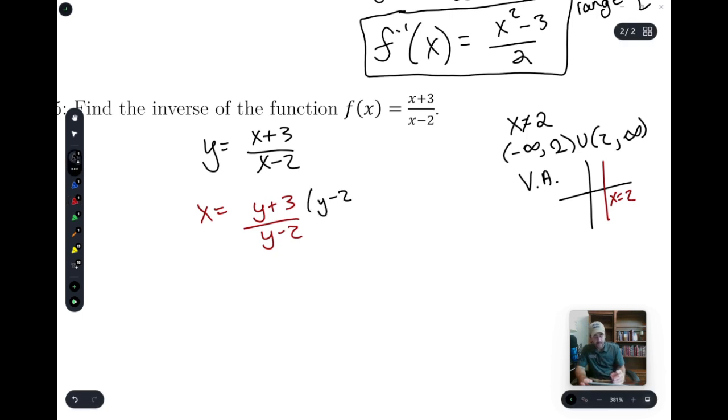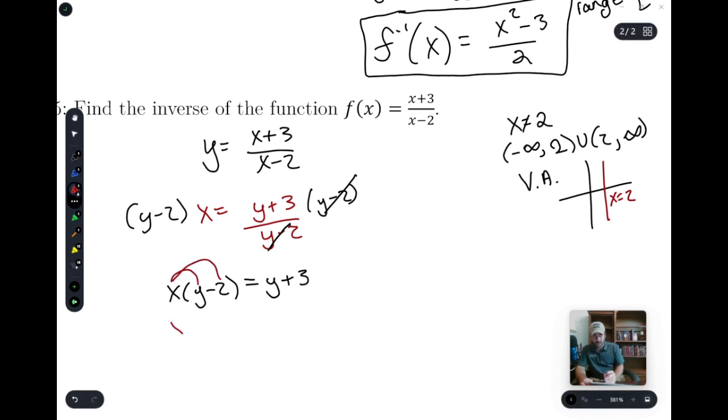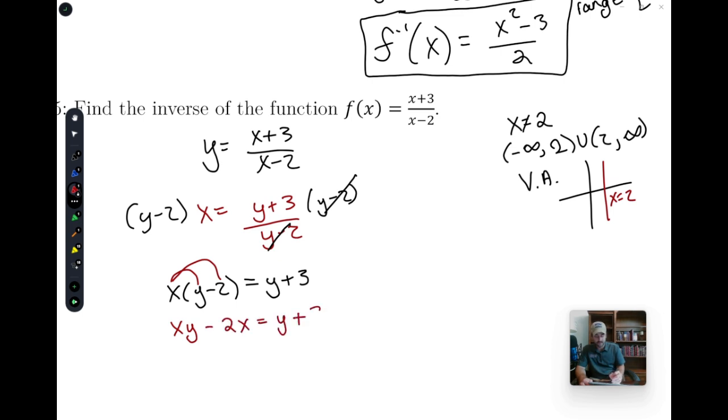I'm going to multiply by y minus 2 on both sides. We're going to end up with x times (y minus 2) equals y plus 3. Not super helpful. We still have two y's. Let's keep going. Distribute: xy minus 2x equals y plus 3. Now I see two y's hanging out. We could combine like terms to get them to be one y maybe.